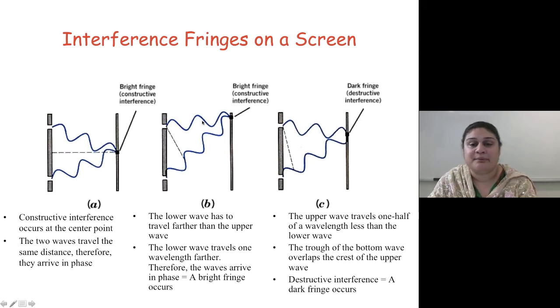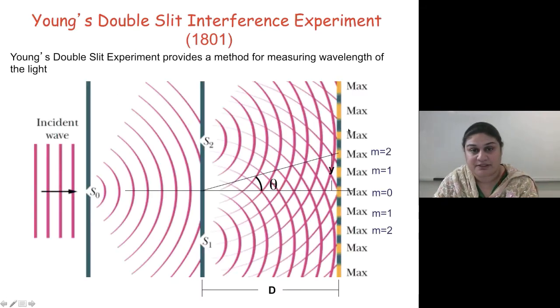So let's talk about constructive interference, figure B first. The lower wave has to travel further than the upper wave. The lower wave is one wavelength further. Therefore, the waves arrive in phase with each other and a bright fringe will occur. Now, if the two waves are half a wavelength away from each other, they reach that particular point exactly out of phase with one another, and at that point we will get destructive interference.